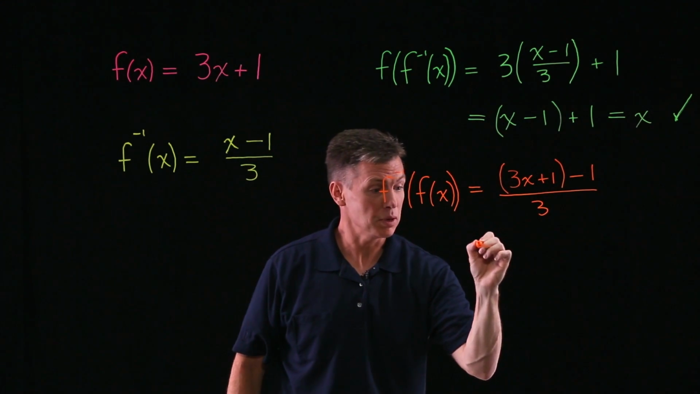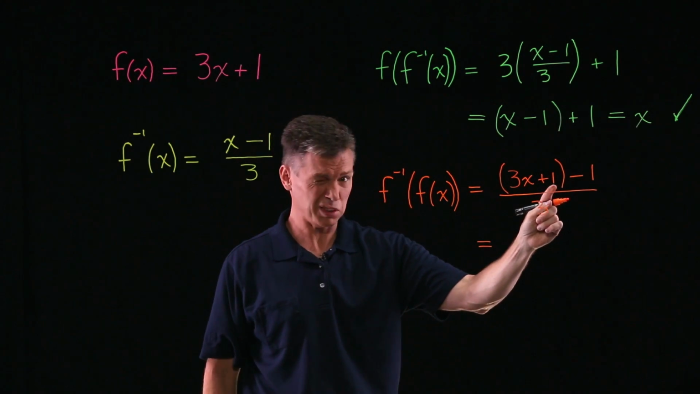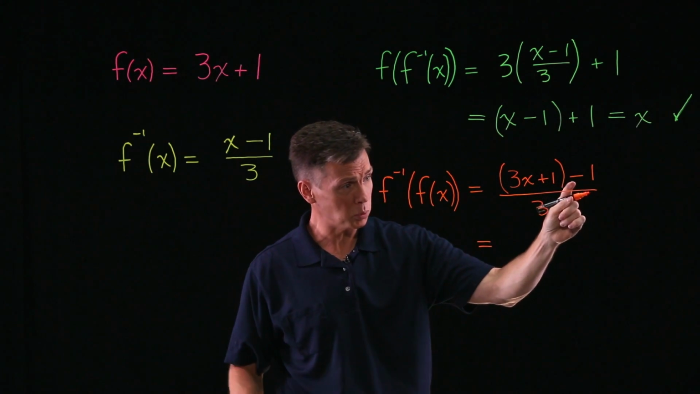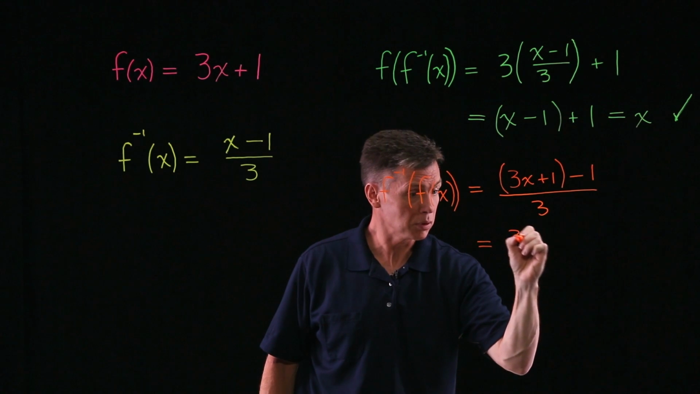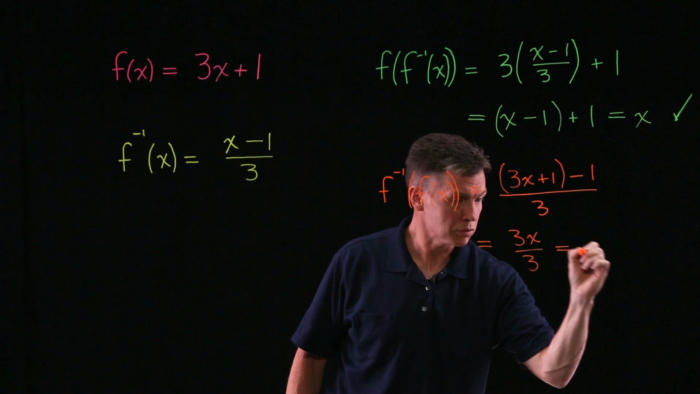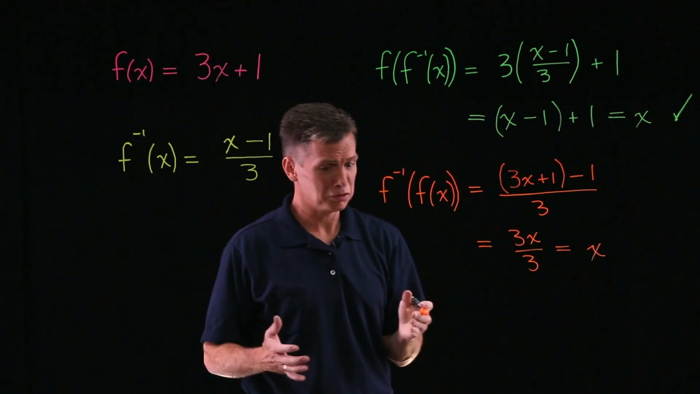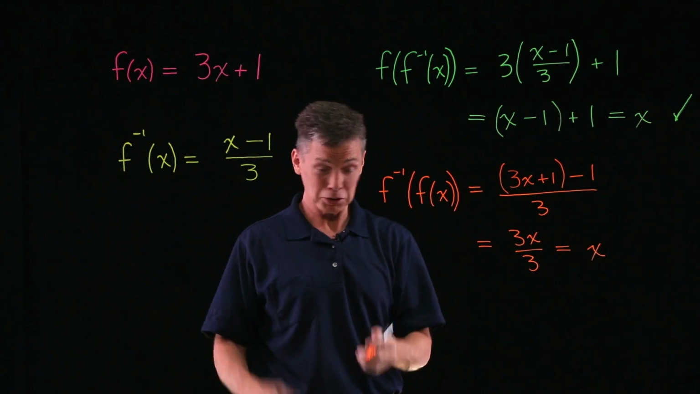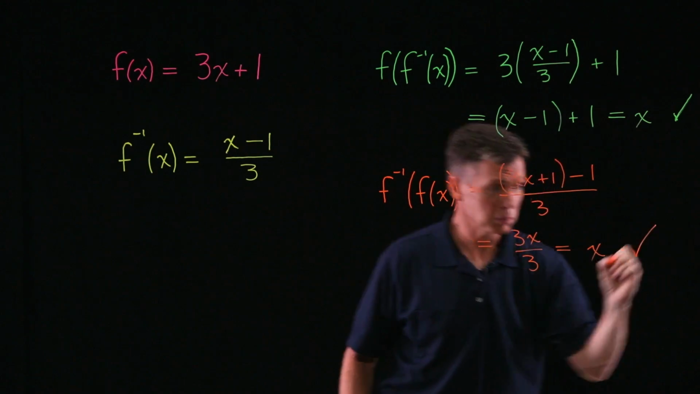So you can see the parentheses here can be discarded pretty quickly. Plus 1 minus 1 will go to 0. So I'm going to end up with 3x over 3. Divide out the 3's. And good feeling, warm and fuzzy, you get the x that we wanted. So there's another check mark.